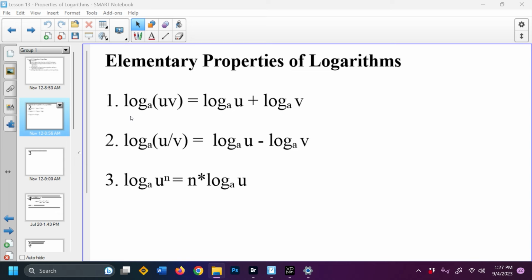Okay, so let's start with these properties of logarithms. The first two properties of logarithms allow you to manipulate logarithms in a specific way. To be perfectly honest, you're going to find these first two properties far more useful in calculus, but this is a good place for us to introduce them.